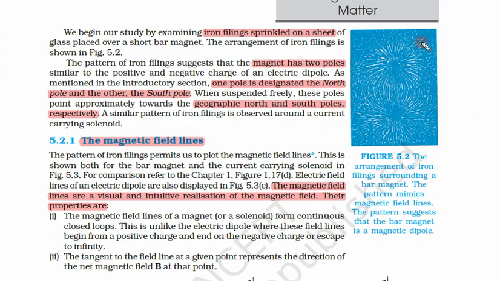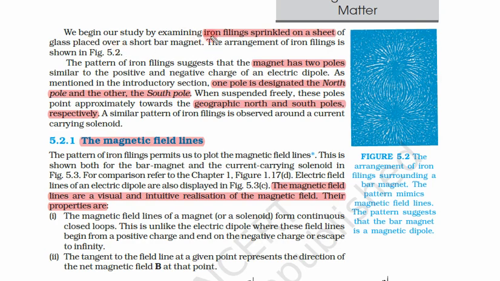So here we can see the pattern. Suppose we put iron filings on a sheet of paper or a sheet of glass and put a bar magnet just behind it. We can see this kind of pattern, the arrangement of iron filings surrounding a bar magnet. Here you can see these circle-type structures, and the field lines are going like this. This kind of structure you can see in the iron filings.